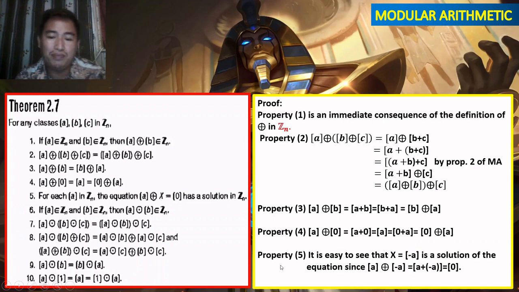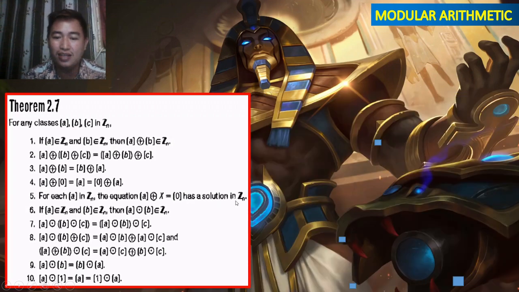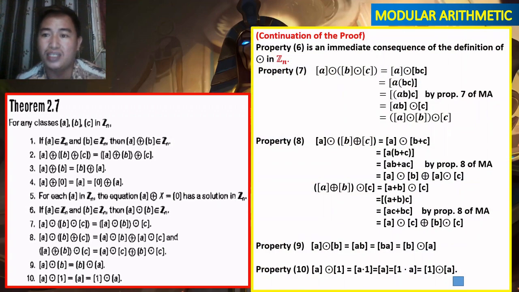Number 5. It is easy to see that x is equal to the equivalence class containing negative A, which is the solution of the equation. Since A plus negative A equivalence classes is equal to A plus negative A, which is 0. The equation equals 0 if x is negative A, so that is the solution in Zn. Property number 6 is an immediate consequence of the definition of the product circle dot in Zn.